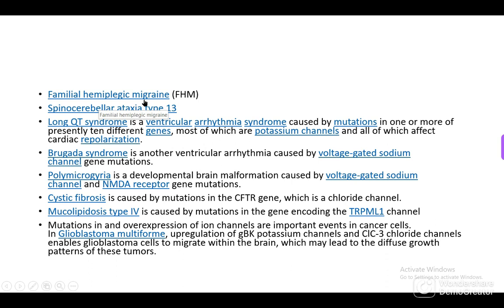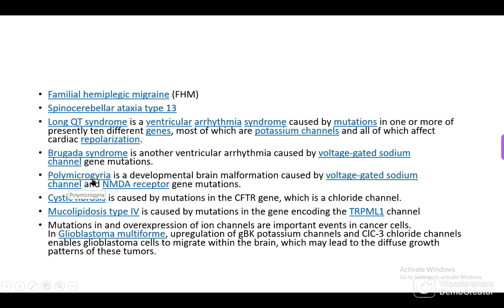Familial hemiplegic migraine is what is called a migraine equivalent. Spinocerebellar ataxia type 13, long QT syndromes, which is a favorite subject of mine, and ventricular dysrhythmia syndromes, etc. Potassium channels are affected in these, all of which affect cardiac repolarization. So repolarization is defective. In Brugada syndrome, again the voltage-gated sodium channels are at stake, and gene mutations are there. Actually, it is a disorder of the voltage-gated sodium channel in the myocardium.